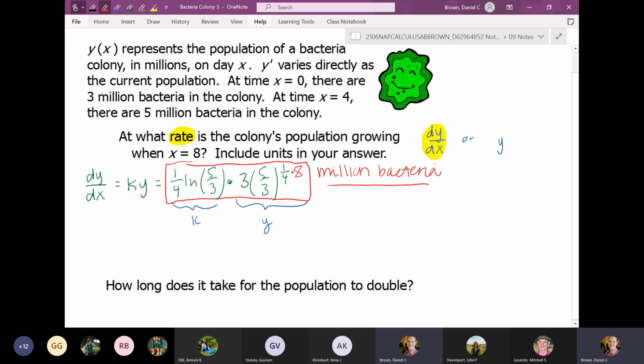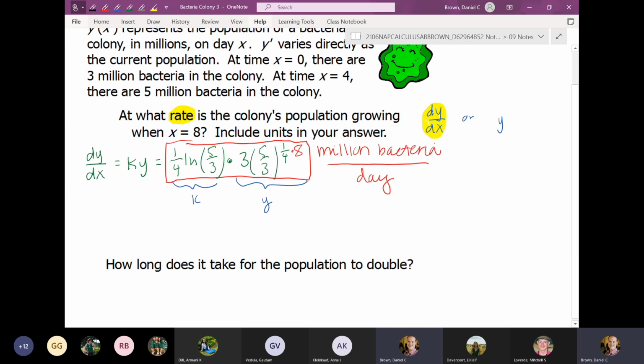And the time is in days. So what is the rate of change of the bacteria? Whatever that ugly number is, million of bacteria per day. Again, second question, not really calculus, but just making sure we can interpret what it's asking us.